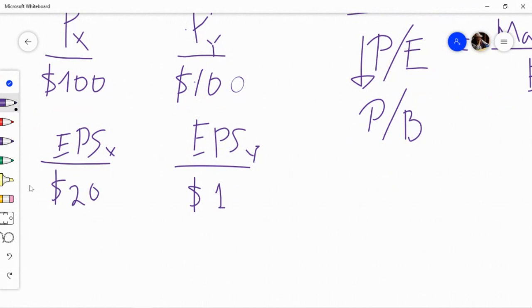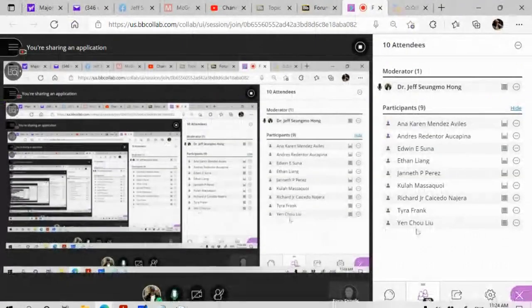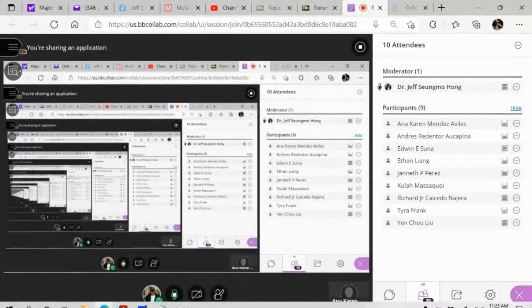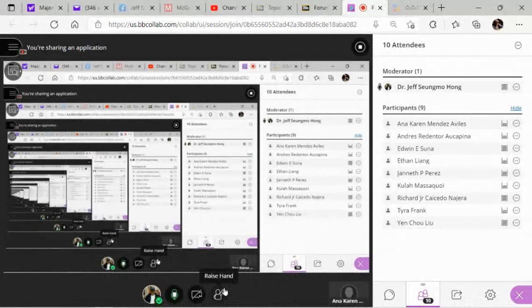Which stock would you prefer? Tell me. Between stock X and Y, which stock would you prefer? Anybody? Stock X. Who said that? Anna. Okay, Anna. Of course. Anna, you got 0.25.